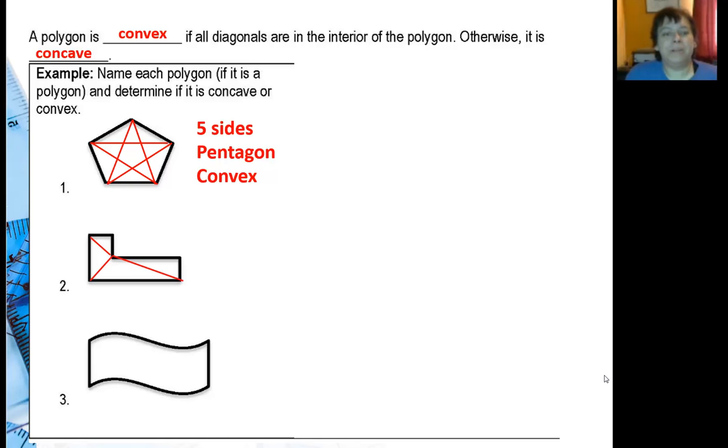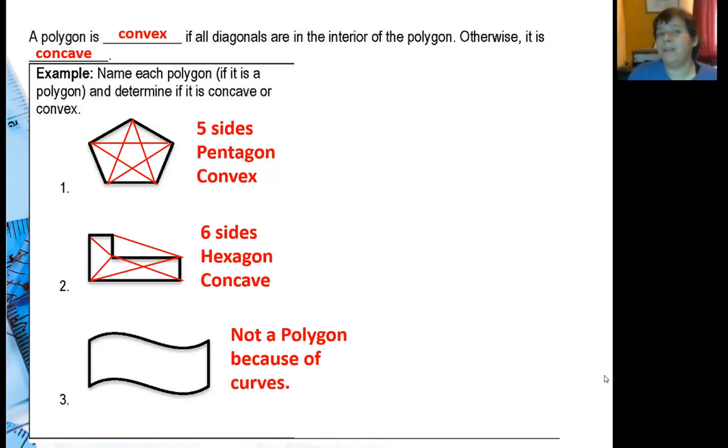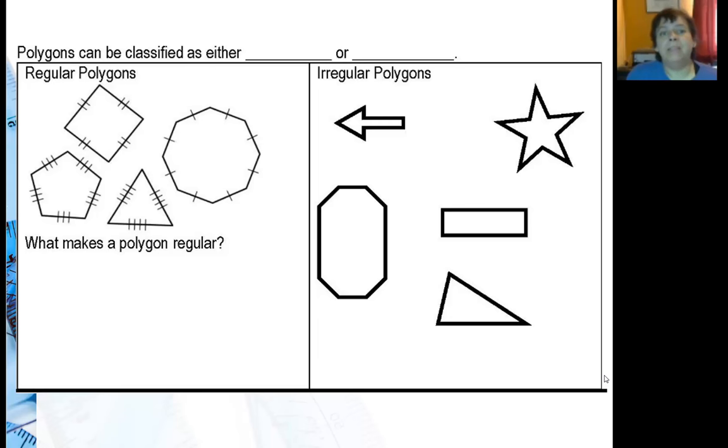Now I'm going to start drawing diagonals, and I'm actually not going to draw them all in here. I only need to draw one diagonal that's outside of the polygon to show that it is concave. So it is a polygon, it is concave, it has 6 sides, so it's a hexagon. It's a concave hexagon. And lastly, this next one is not even a polygon because of the curves. The sides must all be segments. They cannot be curves.